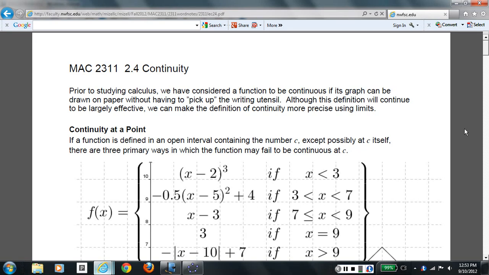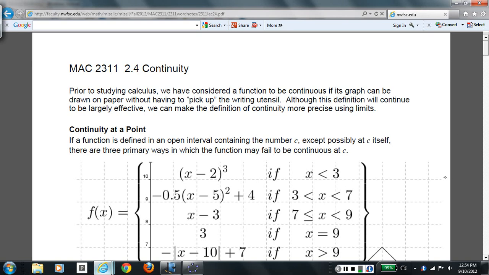Loosely speaking, a function is going to be continuous on an interval if we can draw the graph without having to pick up the marker or pen, whatever we're drawing with. But we want to be as specific as we can in terms of the idea of limit, what we mean by a function being continuous at a point. Once we're clear on that, we can extend that to an idea of a function being continuous on an open interval, and then we can extend it to what it means to be continuous on a closed interval, or half-open interval that contains one or both of its endpoints. So we'll work our way there.